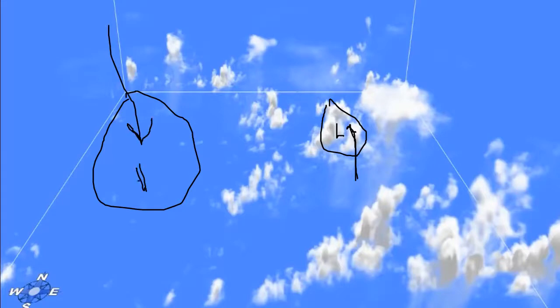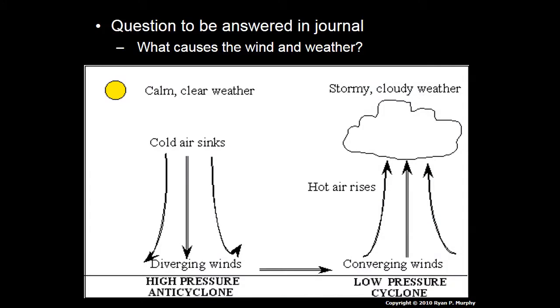So in general, remember, air moves from high to low. So it's moving kind of over this way. It's getting heated up and it's rising. And then it's moving over this way, cooling down and sinking again, and we get our convection cell here. So here's a question for you. You have this question in your notes: What causes the wind and weather? Make sure you do a good job of answering that question, and I'll be checking that in class.